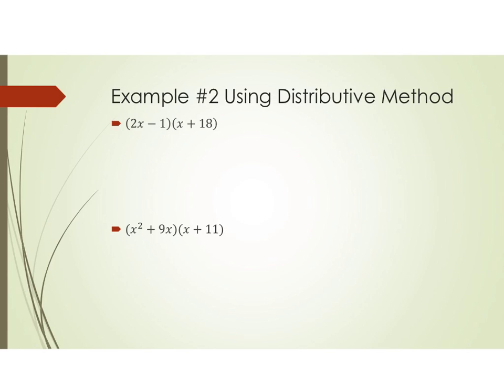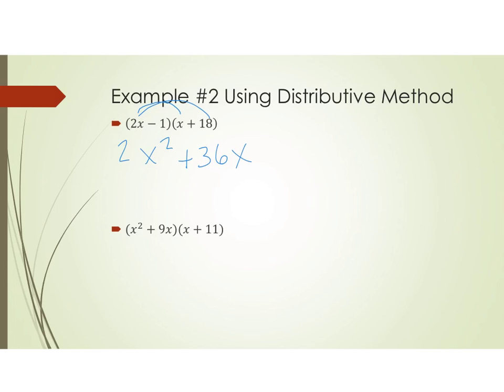I'm going to first teach you how to use the distributive property. What we have here is 2 polynomials multiplying each other. To use the distributive property, we are going to distribute every term. I'm going to start with the first term, 2x, and distribute it to the second polynomial. And let's do the multiplying. 2x times x, 2x squared, 2x times 18, 36x.